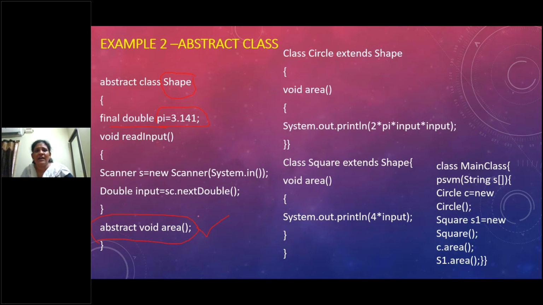If the circle, then the area is pi r square. If it is square, it is 4s. So area is differentiating in different shapes. So I should not write implementation for area here. Okay, అర్థమవుతుందా? Why I should not provide implementation for area here? Area is different, ma'am. Yeah, area is different for different shapes. So I did not specify any implementation for this.